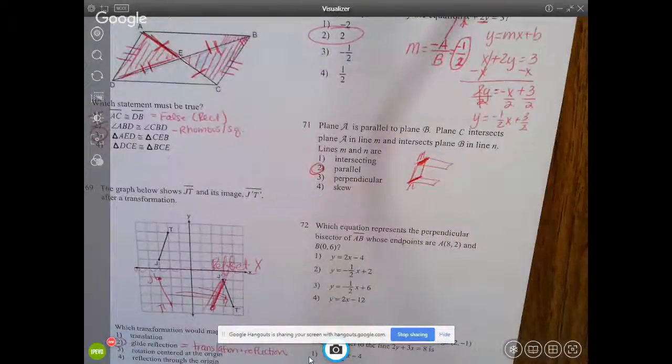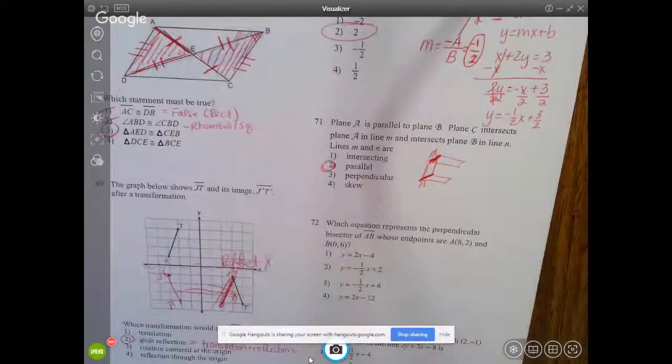I don't know if you'll get one written like that in Georgia, because remember, these questions I pulled from New York State's test. Basically, because the two planes are parallel, that means that any lines on those two planes are also parallel to each other.